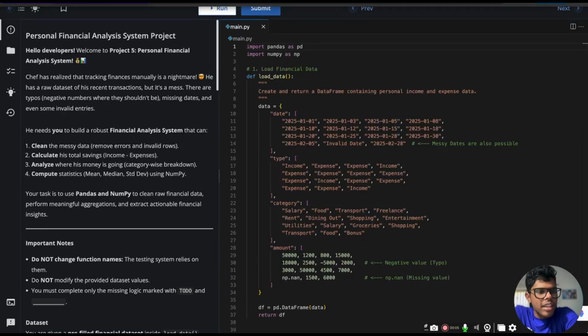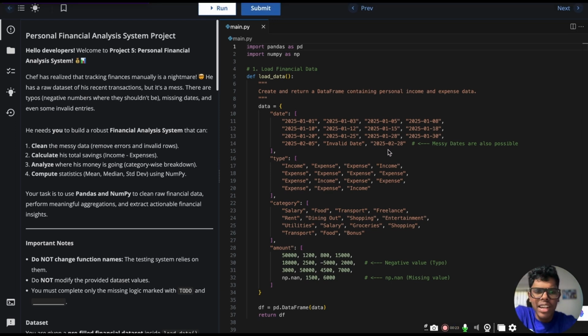So this is the Personal Financial Analysis System project, and what we have to do here is to build a robust financial analysis system that can clean the messy data, calculate total savings, analyze where the money is going exactly, and compute statistics using NumPy here. So here again we are back with analysis projects.